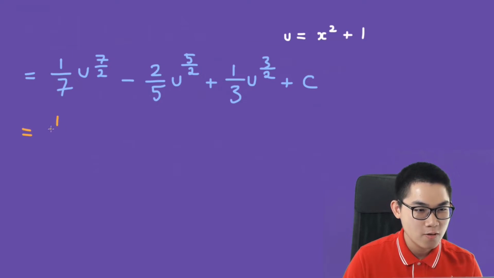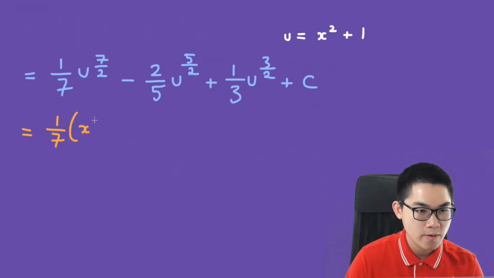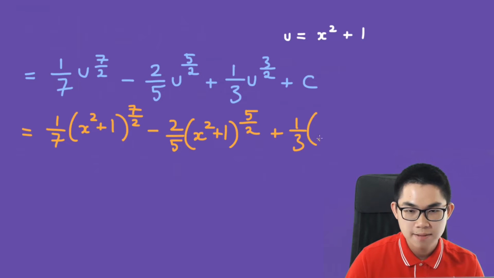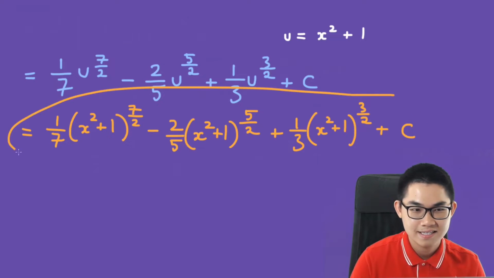So we have 1 over 7 times x squared plus 1 to the power of 7 over 2, minus 2 over 5 times x squared plus 1 to the power of 5 over 2, plus 1 over 3 times x squared plus 1 to the power of 3 over 2, plus c.